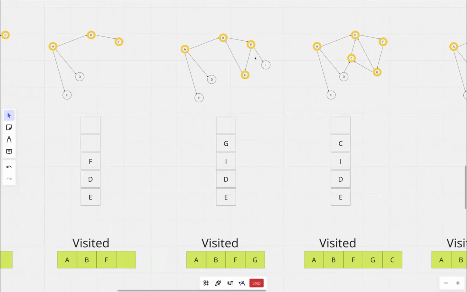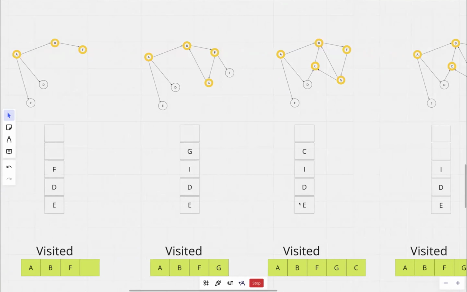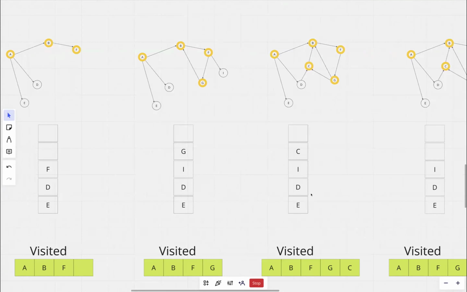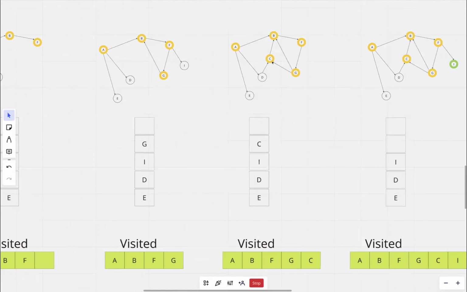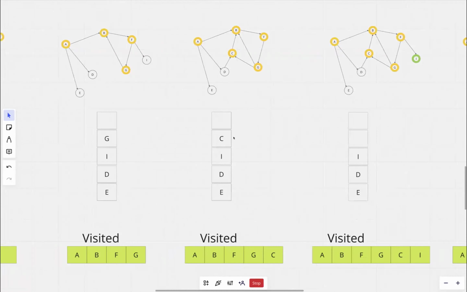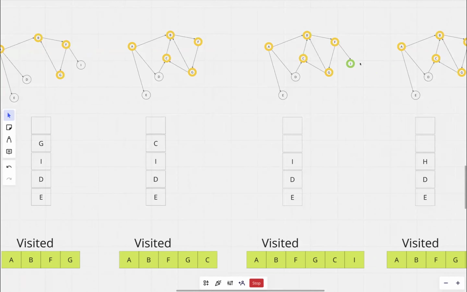Now, let's say I want to pop off G because I want to visit C. So I pop off G, add in C at the top of the stack. And now from C, can I visit anything else? I can visit B, but B is something I've already visited. So I'll pop off C now. I'll explore I now. I'll go to I.